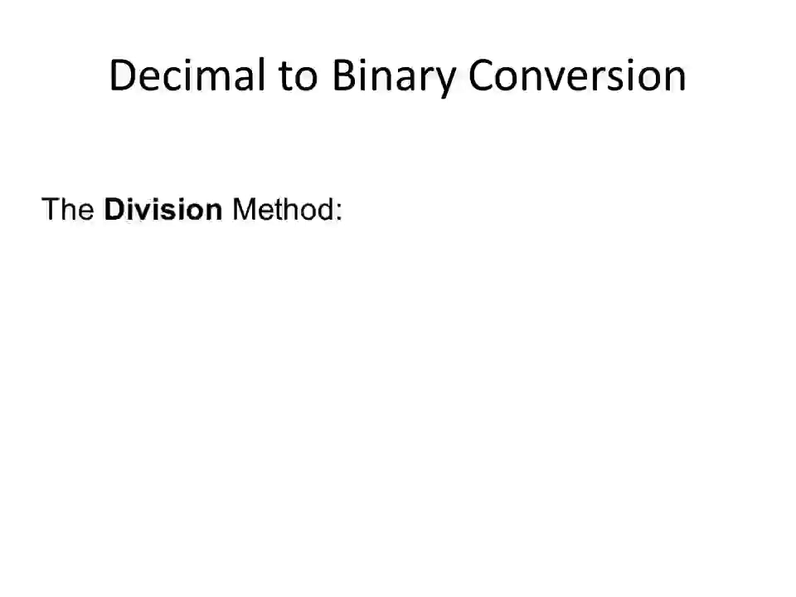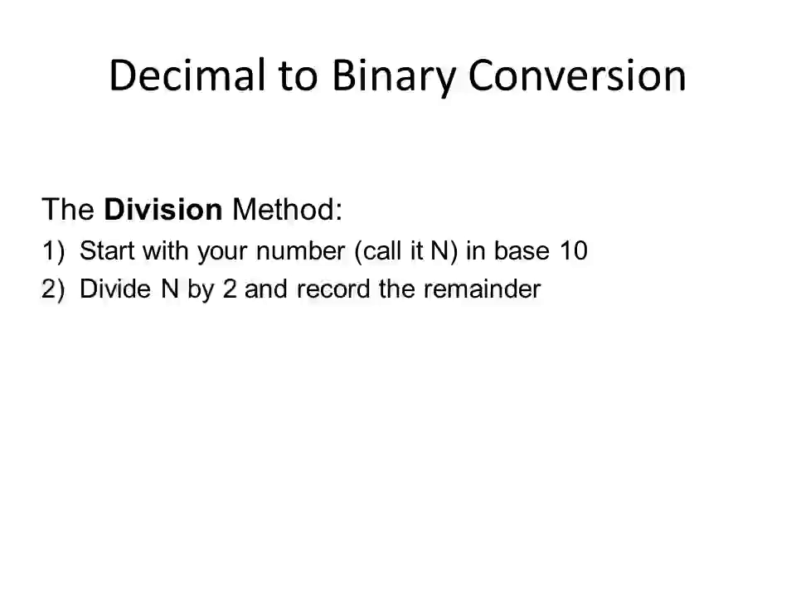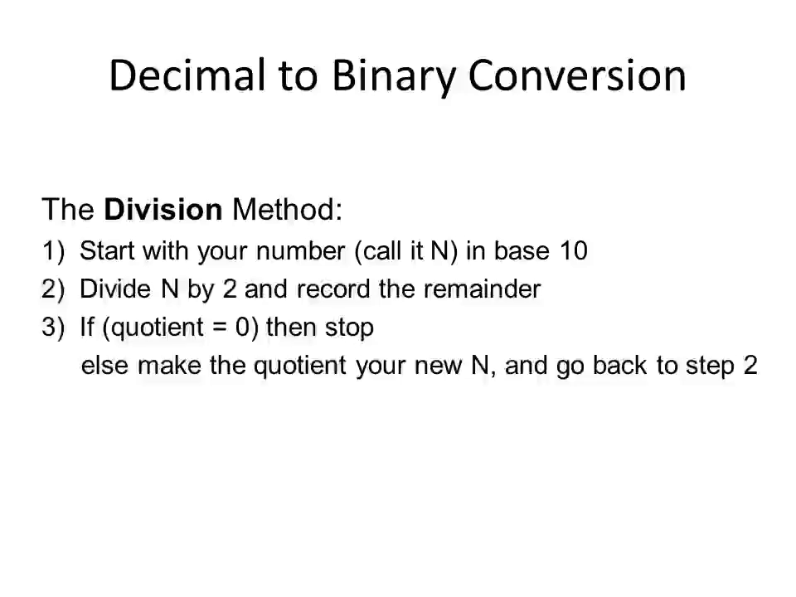Now decimal to binary conversion. First is the division method. In the division method, there is a step-by-step process that is known as an algorithm. Start with your number, call it n, in base 10. Then divide n by 2 and record the remainder. If the quotient is 0, then stop; else make the quotient your new n and go back to step 2. This process, steps 2 and 3, is repeated until the quotient becomes 0.